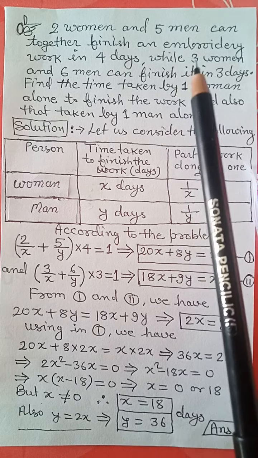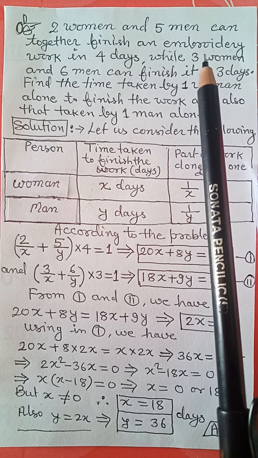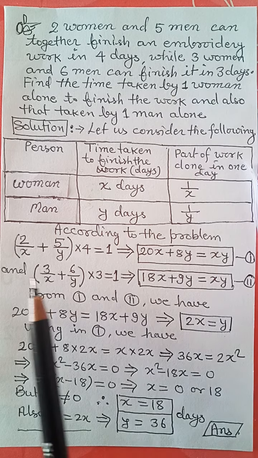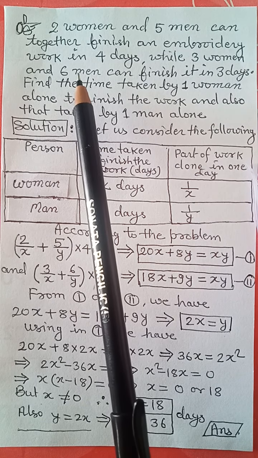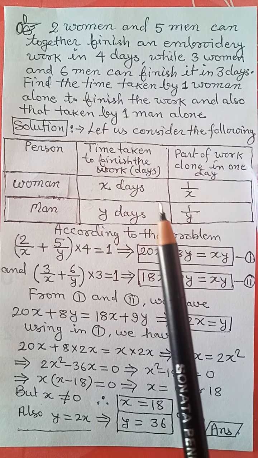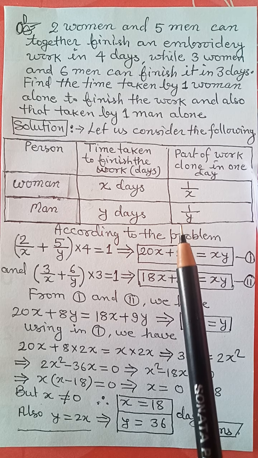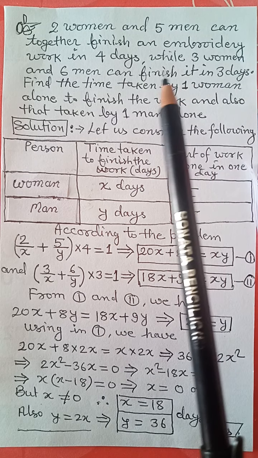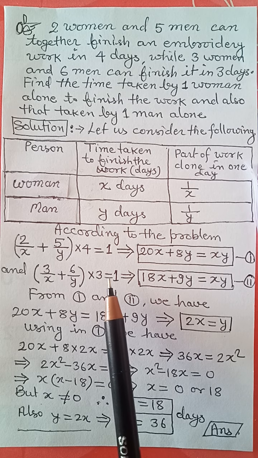Similarly here, for three women, the work for 1 day is 3 by x, and 6 men. Therefore, for 6 men, the work done in 1 day is 6 by y, and they work for 3 days to finish the same work. Therefore, multiplied by 3, this is equal to 1.